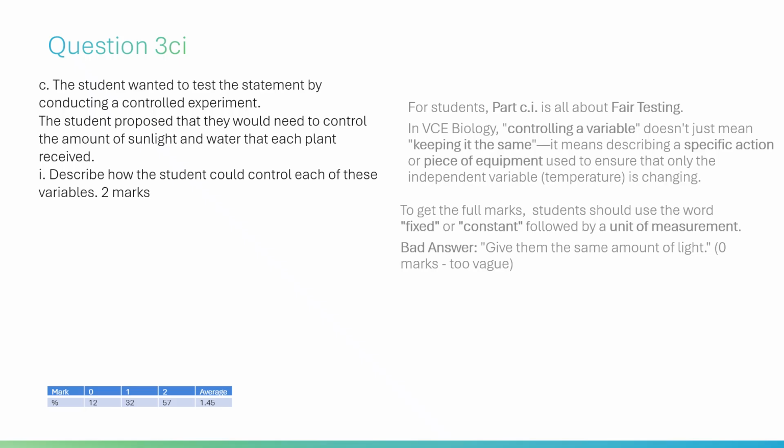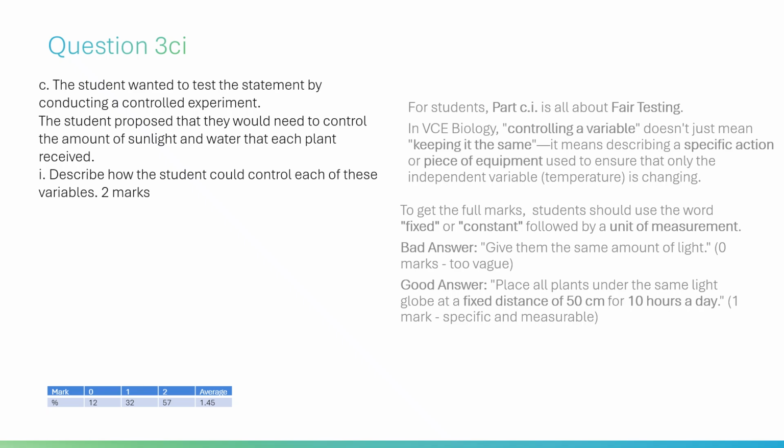Bad answer: give them the same amount of light. 0 marks, too vague. Good answer: place all plants under the same light globe at a fixed distance of 50 centimeters for 10 hours a day. 1 mark, specific and measurable.